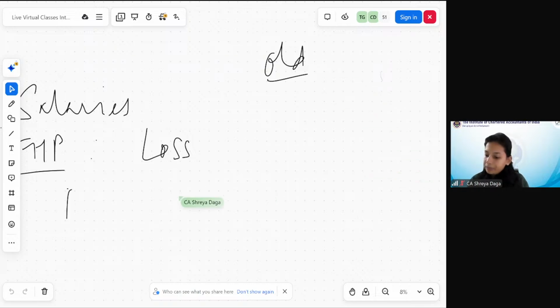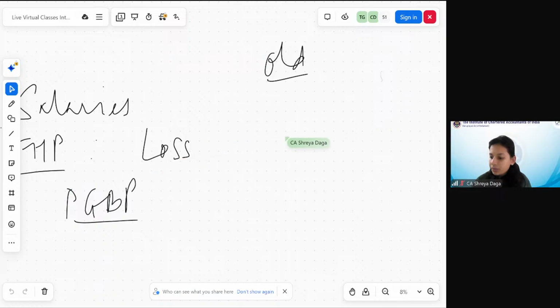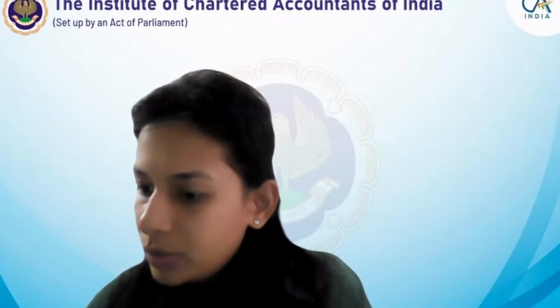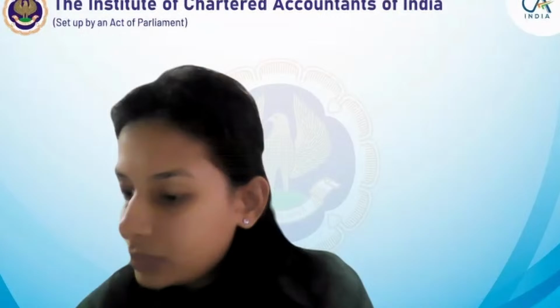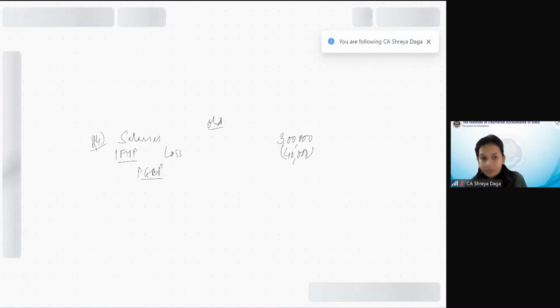Then there is a PGBP. Why is my screen appearing like this to you? Let me reshare the screen. Because my screen is appearing weirdly to you. Yeah, now it's okay.